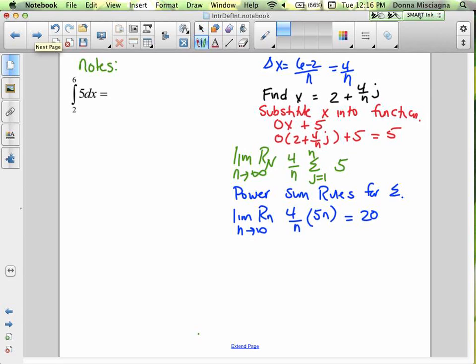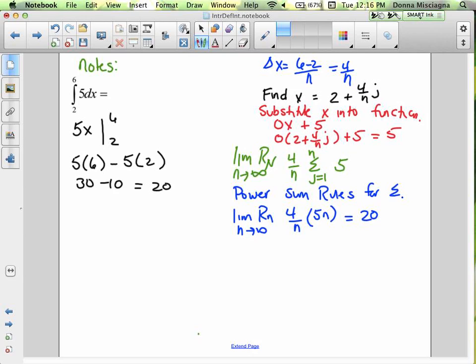Let's do the same thing, but now let's use antiderivatives. That was a pretty short one. I have to say that's probably the easiest one of all. So now we increase the exponent by 1, so we have 5x, and we're evaluating that from 2 to 6. That would give us 5 times 6 minus 5 times 2, which is 30 minus 10, which is 20.